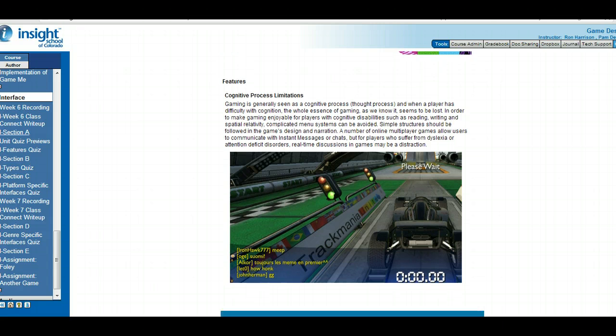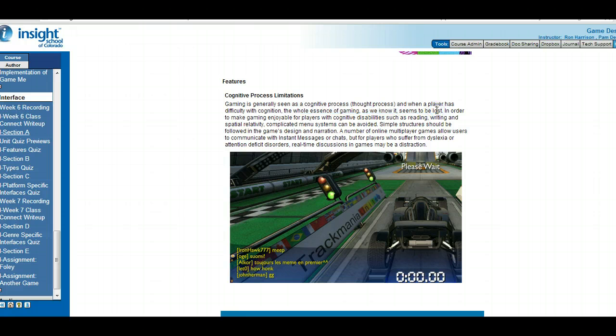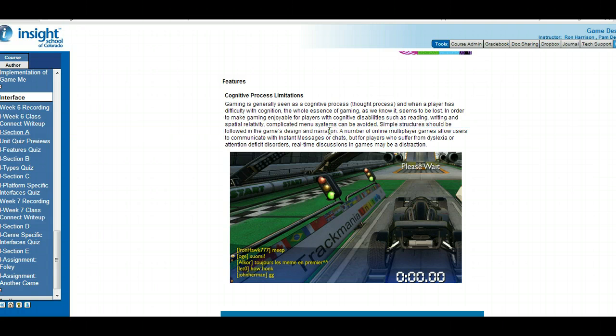Cognitive process limitations. This would be people who maybe think a little bit slower than others. So their cognitive processes, their thought processes are not as fast. So for some of those people, the whole essence of gaming, because they can't keep up with it mentally, they would just lose the whole feeling of the game. So what game makers do is, instead of having complicated menu systems, they make simple structures and simple design and simple narration that can help people who have cognitive disabilities.